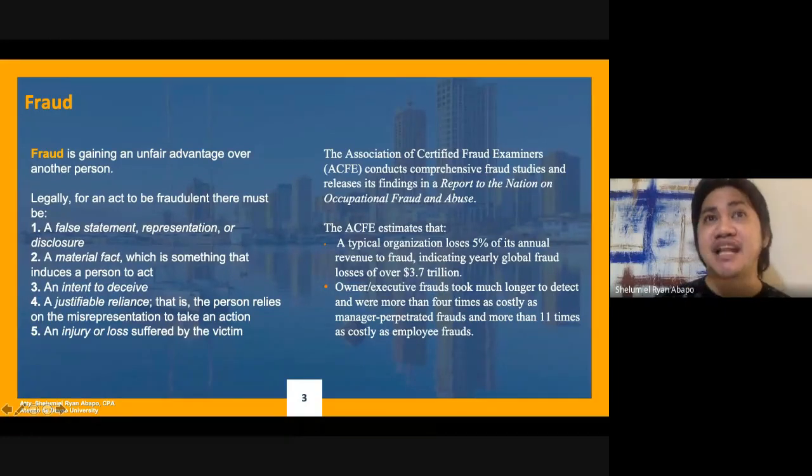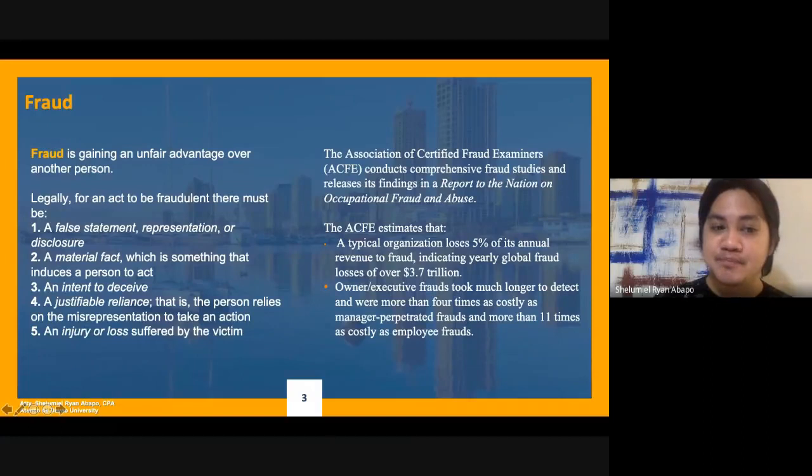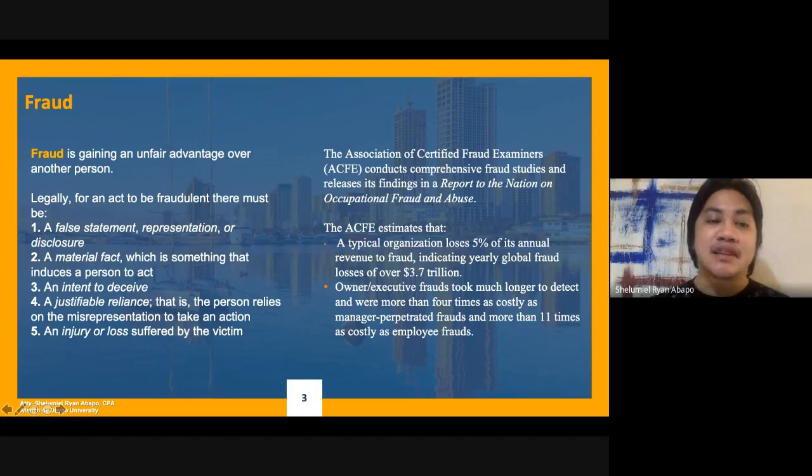There are certain elements that must be present in order for a particular act to be considered as fraudulent. We have five elements. First would be it must be comprised of a false statement, a representation, or disclosure. And it must be a material fact, which induces a person to act. There must be an intent to deceive by the person making the statement or representation.